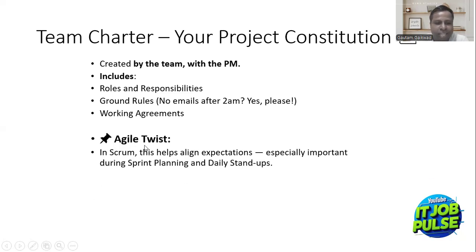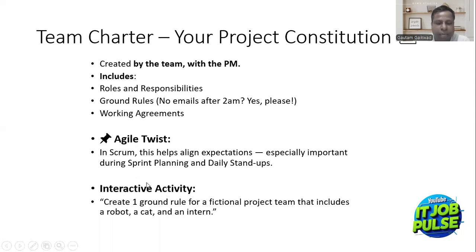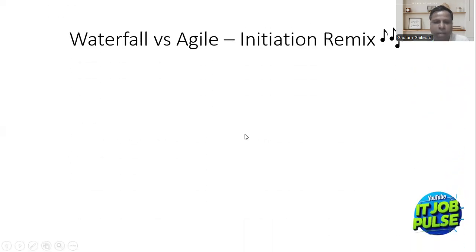Then the Agile twist in Scrum. This helps align expectations, especially important during sprint planning and daily stand-ups. So this is an interactive activity. Create one ground rule for a fictional project team that includes a robot, a cat, and an intern. So you can take care of that interactive activity.